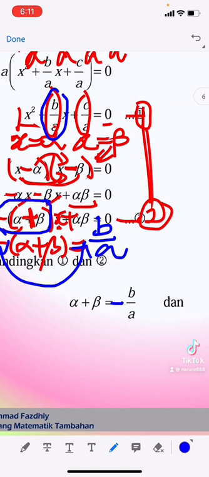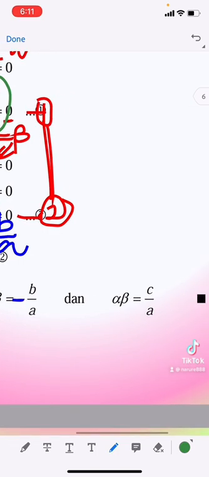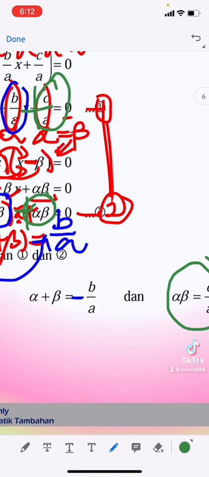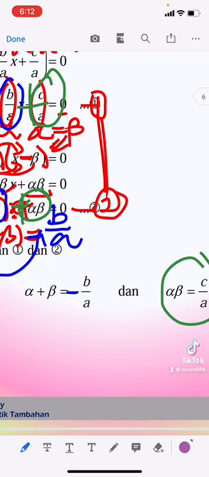Then another one, let's change to another color. This c over a is actually alpha beta. There are no changes in terms of sign. You see here, it's plus, so that means alpha beta is still c over a, positive. Only alpha plus beta is negative b over a.